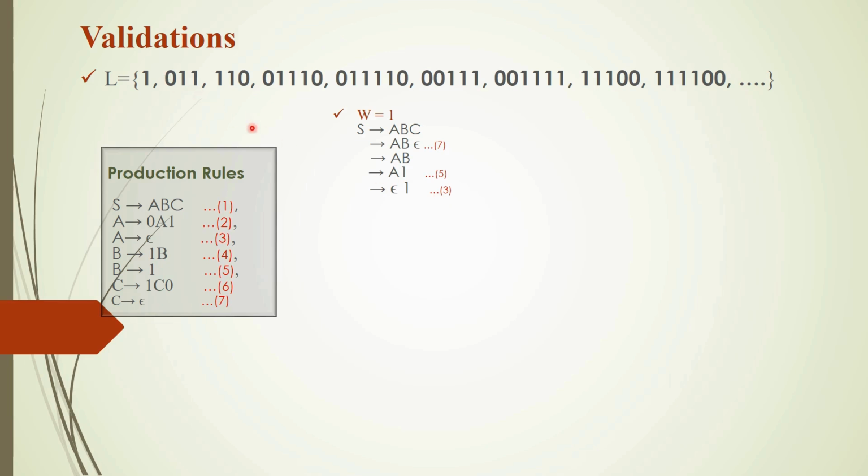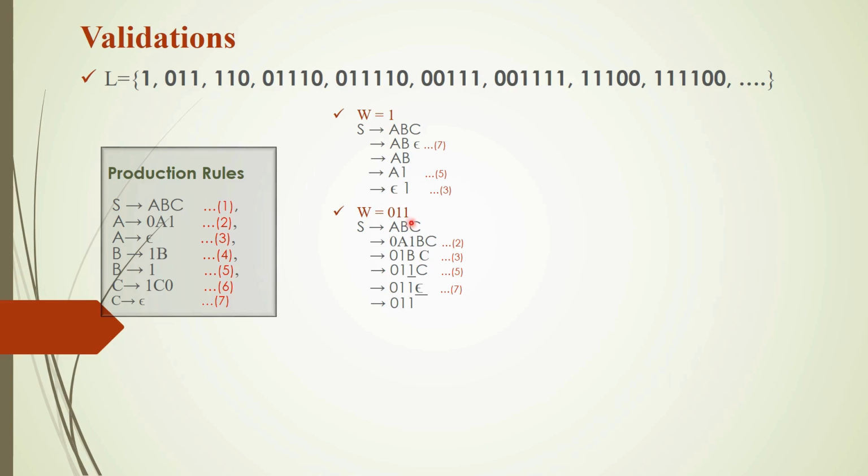Now the second one is 011. Basically I have to check where 0 and 1 are generated, or where a string starting with 0 is generated. If C is substituted, then 10 will be generated, but I want 01, so that's why I'm substituting A with 0A1. Now this part is completed, so I'm substituting this A with epsilon. Then B and C stay as they are.